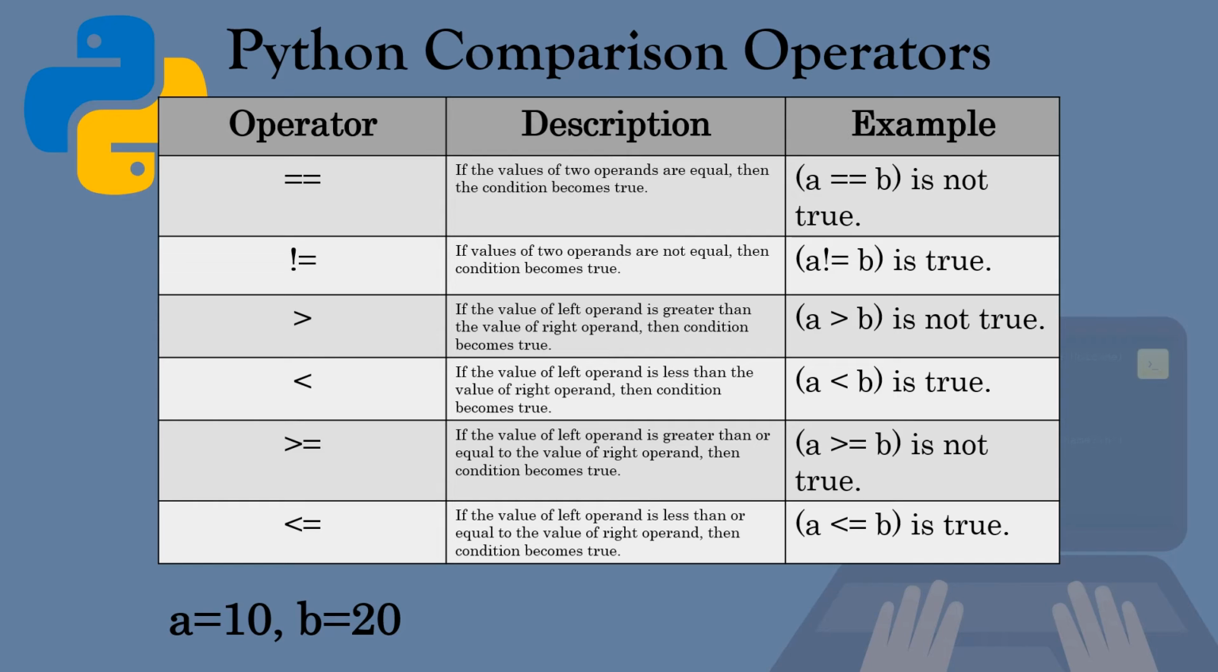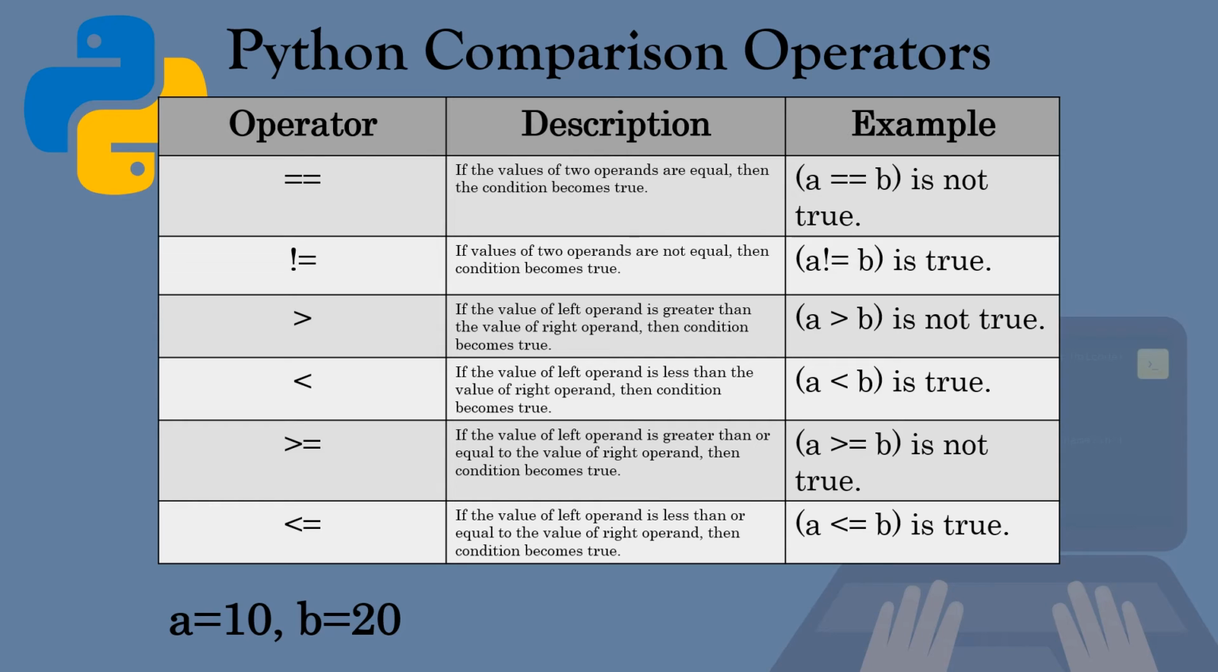Another is the not equal, the exclamation point and then equals. If values of 2 operands are not equal, then conditions become true. Is A not equal to B? So, syempre, it is true. Kasi nga, 10 and 20, which is, hindi talaga sila equals.